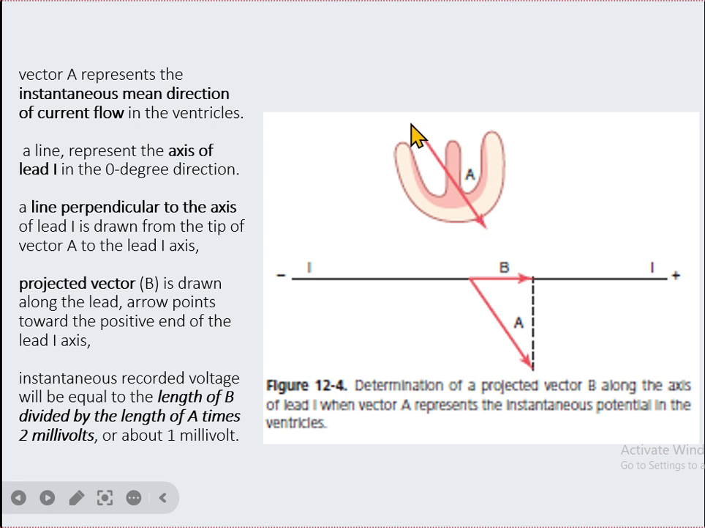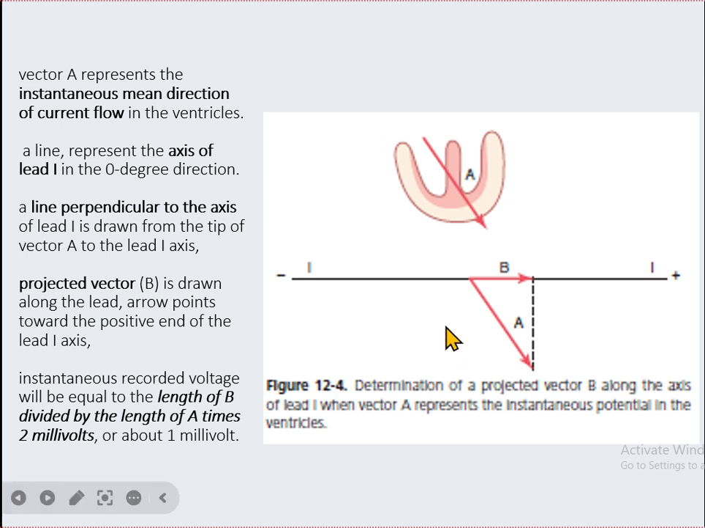Okay, let me first complete this illustration. From this illustration, we want to determine how much voltage from this mean vector will go towards lead 1. We want to determine how much of the total voltage generated by this electrical impulse is flowing towards the direction of lead 1. That is what we are using this triangle for.